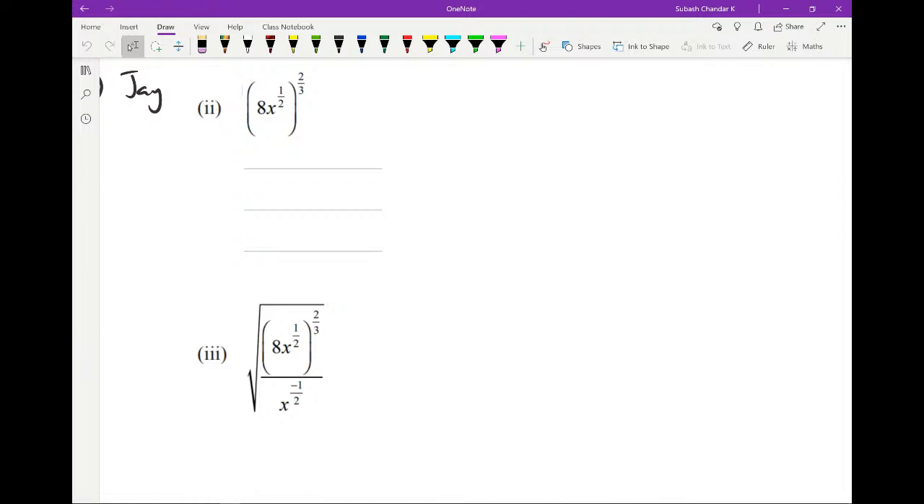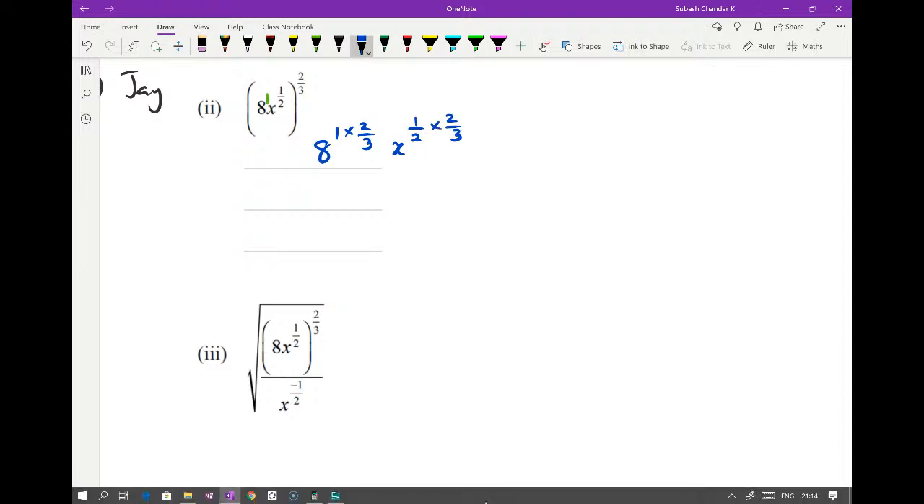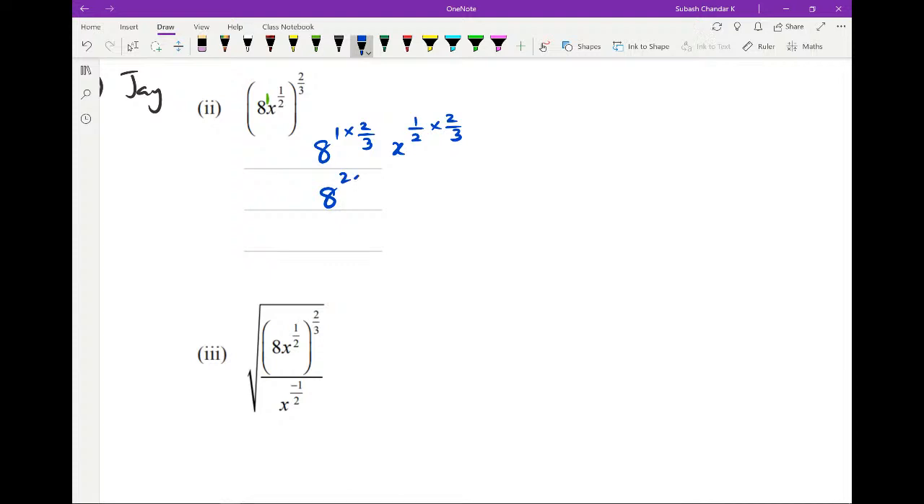Okay, Jay, real quickly, looking at these questions, the way I teach my guys to do it is this. I always take the number inside without a power and put a little 1 next to it. Because once I do that, what I'm going to do is 8 to the power of 1 times 2/3, and then x to the power of half multiplied by 2/3. Now, what you're going to get is 8 to the power of 2/3, and then x to the power of 1/3, because half times 2/3 is just 1/3.